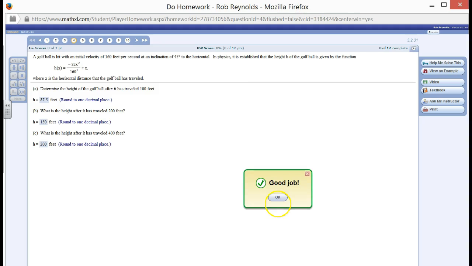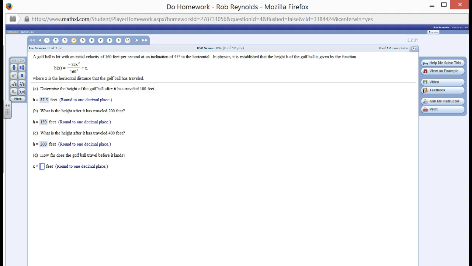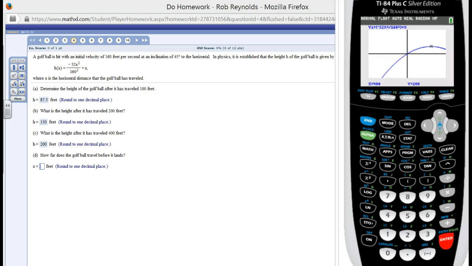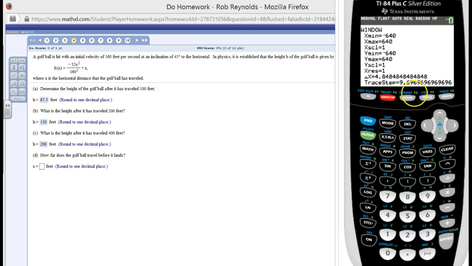So this is also the correct answer. And the last one, it says, how far does the golf ball travel before it lands? This one's a little bit more difficult because even in my viewing screen I can't quite see where the ball lands, so I need to see further to the right.